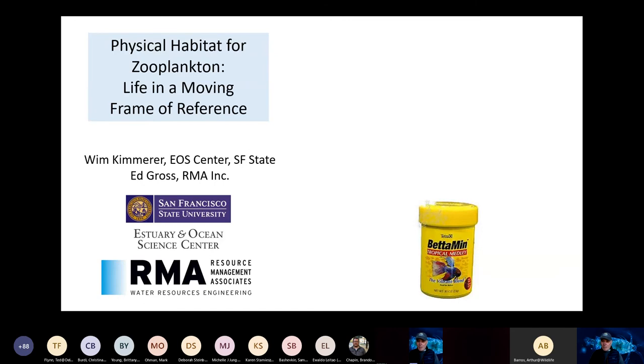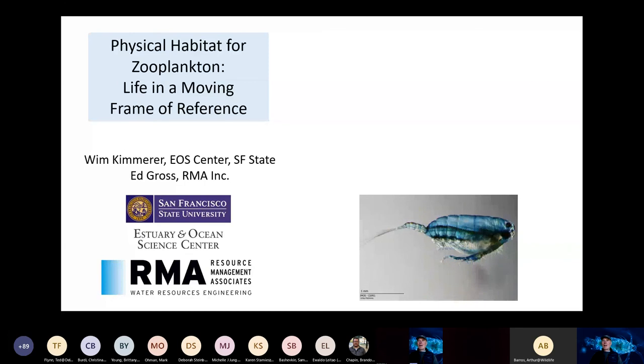So first of all, let me get my pointer. There. I'm really happy for once not to have to use fish food as my definition of zooplankton, and rather to focus on the actual organisms.